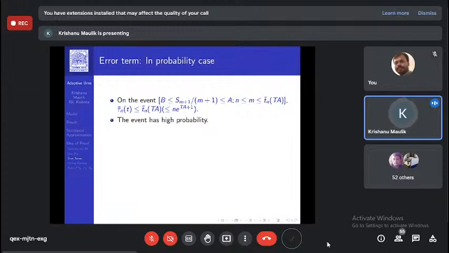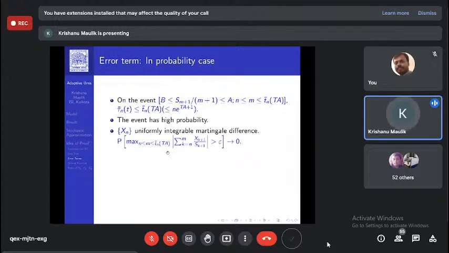And as I said, you can make this event have arbitrarily high probability. So this will happen with arbitrarily high probability. Now, what you can show is that for m going up to this upper level crossing time corresponding to 1 by n, for any uniformly integrable martingale difference, this error sum bigger than epsilon will equal 0. That's what you need. But the only thing here is the level crossing time corresponding to the an, so 1 by sn, but we need it for 1 by n.